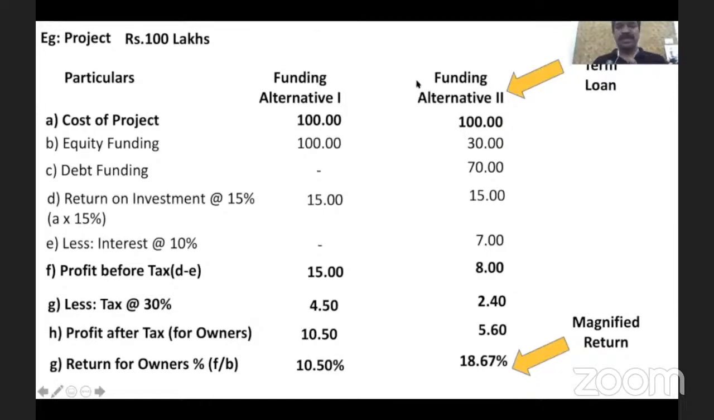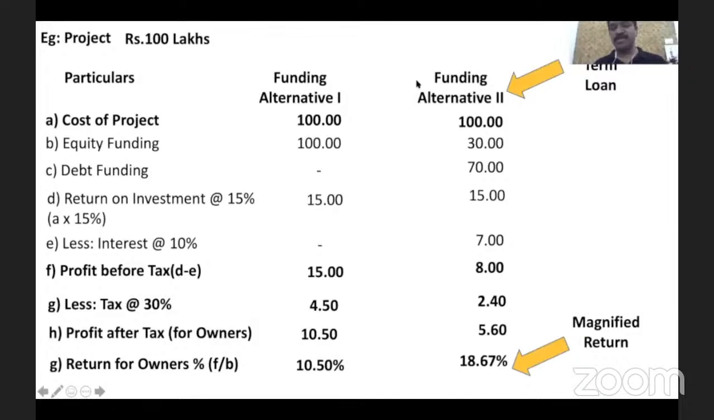Now let me just once again conclude this. In scenario 1, there is no debt funding. In scenario 2, it's a hybrid, debt and equity, and the return on investment is the same, the cost of the project is the same, but what is changing here is the profits that are available for owners for the amount they have invested. In scenario 1, having invested 100 lakhs, they are getting only 10.5 lakhs. In scenario 2, for having invested 30 lakhs, they are going to get 5.6 lakhs. It means it is 18.67%. So there is a magnified return.